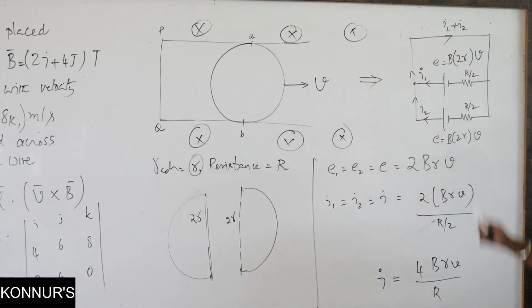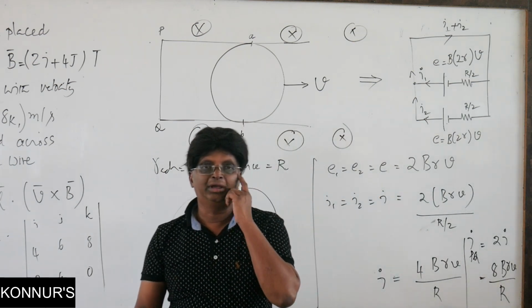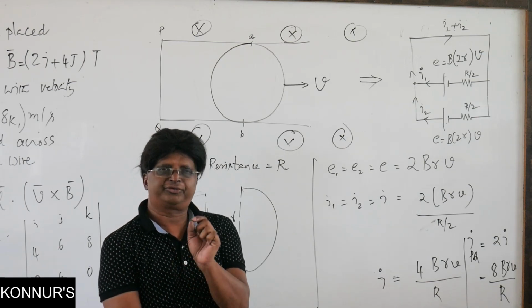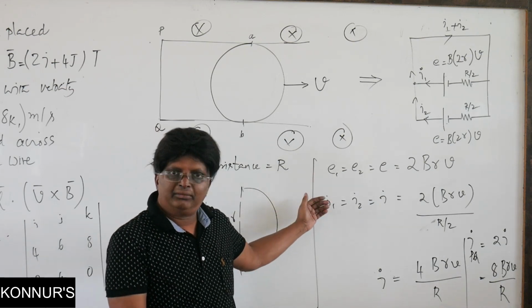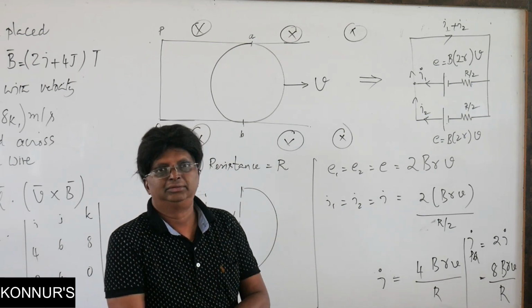Therefore, what is the current through this part PQ? The current in the PQ fragment is nothing but I1 plus I2, which is 2I. Therefore, it is 8 B r V by capital R, smaller r for radius and capital R for resistance. Right? A question asked in the simplest way, but the same with a small change in the data appears to be a bigger one. I will definitely tell you that this is a very difficult question for me because of the time only.